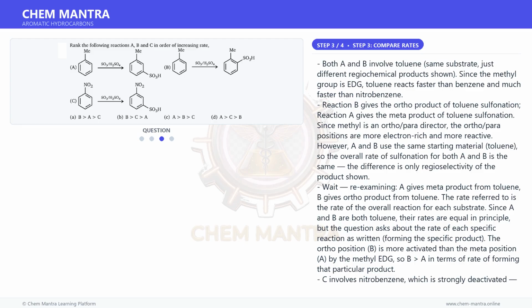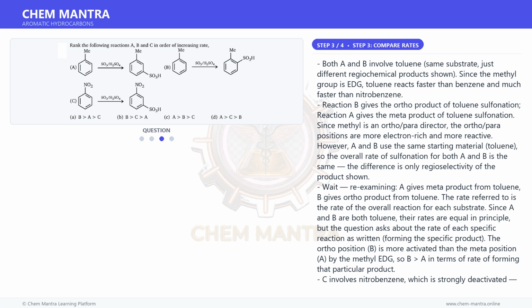Both A and B involve toluene, same substrate, just different regiochemical products shown. Since the methyl group is EDG, toluene reacts faster than benzene and much faster than nitrobenzene. Reaction B gives the ortho product of toluene sulfonation. Reaction A gives the meta product of toluene sulfonation. Since methyl is an ortho-para director, the ortho-para positions are more electron-rich and more reactive.